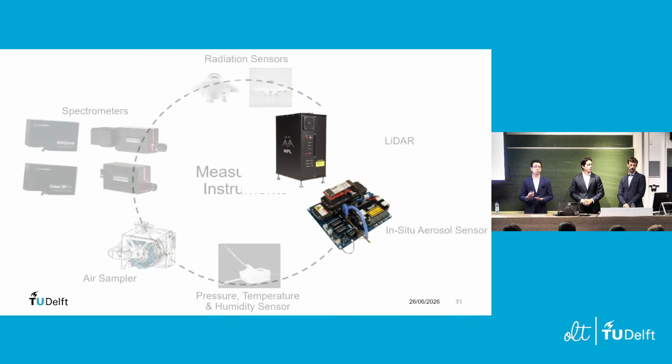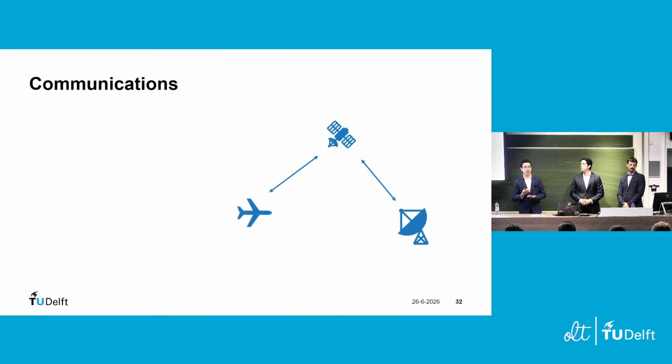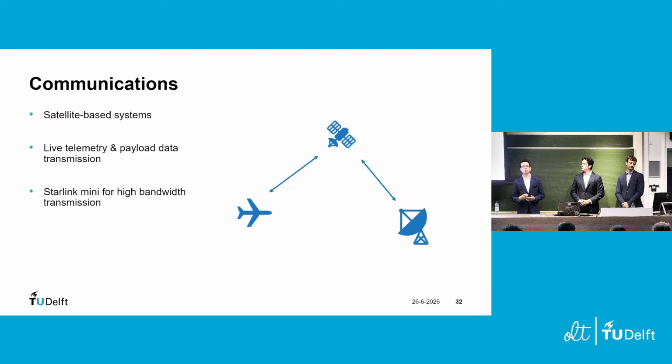These payload instruments, of course, they produce lots of very useful data, but we need to be able to transmit that data to the ground somehow. For that, our aircraft will carry satellite-based communication systems that ensure beyond line of sight communication. These systems will be able to then transmit live telemetry data and the data from the payload instruments. We'll use 2 systems. Firstly, a Starlink Mini terminal for high bandwidth data transmission and for handling of ground station commands. And for redundancy regarding ground station commands, we also have an Iridium terminal.